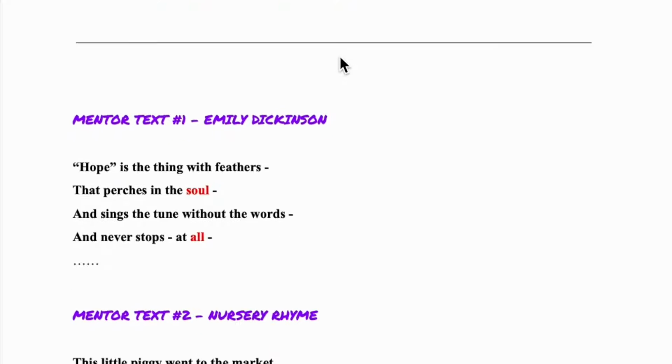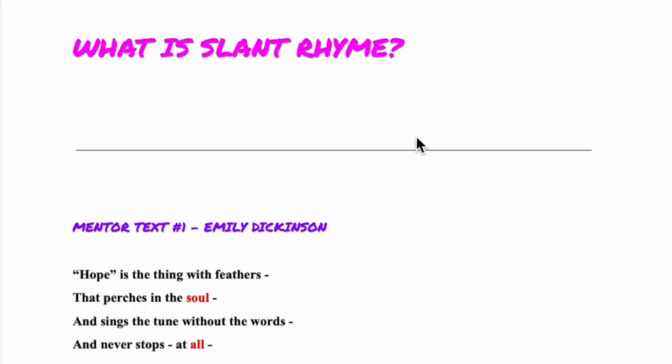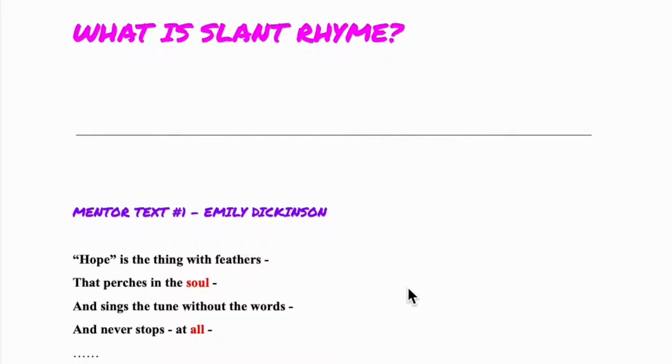Let's take a look at a mentor text to see how poets incorporate slant rhymes into their works. This is a poem by Emily Dickinson called Hope is a Thing with Feathers. Dickinson often uses perfect rhyming, but here she uses some slant rhyme. We're going to read the first stanza of the poem, then go back and point out where she's employing slant rhyme.